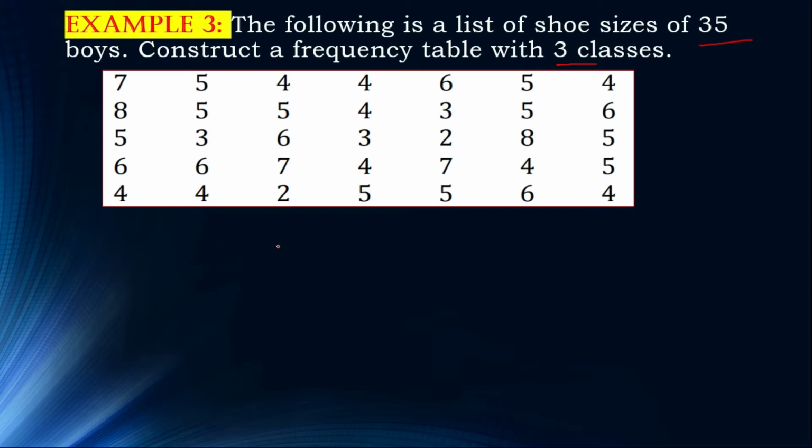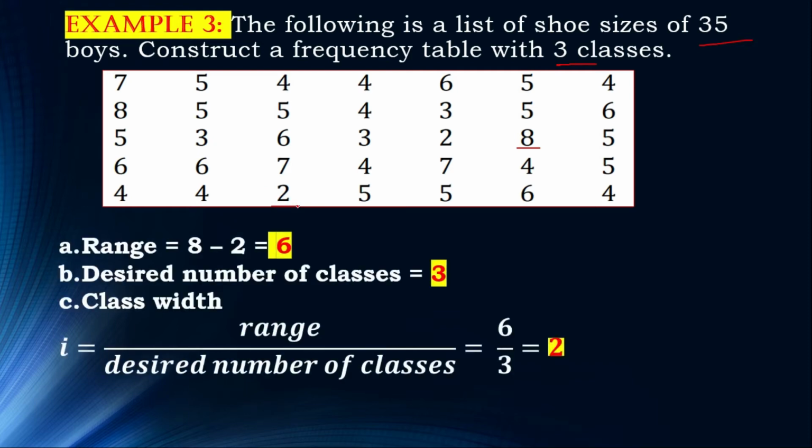So again, ang uunahin nating kukunin is the range. Ano ang range? Difference of the highest value and the lowest value. Ano yung highest value natin dito? It's 8. Yun yung pinaka-highest nating value at yung pinaka-mababa naman is 2. Ayan. So, 8 minus 2 is simply 6. Ayan. 6 yung range natin. 8 minus 2 is equal to 6.